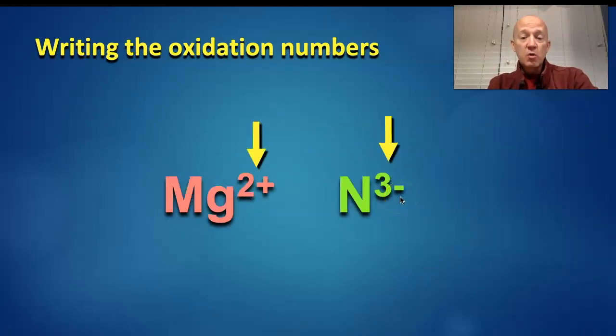Now, if we have 2 or more charges on an ion, like we see here for magnesium and the nitride ion, then we will actually write the number for those. Here we have magnesium with 2 positive charges and a nitride with 3 negative charges. Or we can just say magnesium with a +2 charge and the nitride with a -3 charge.